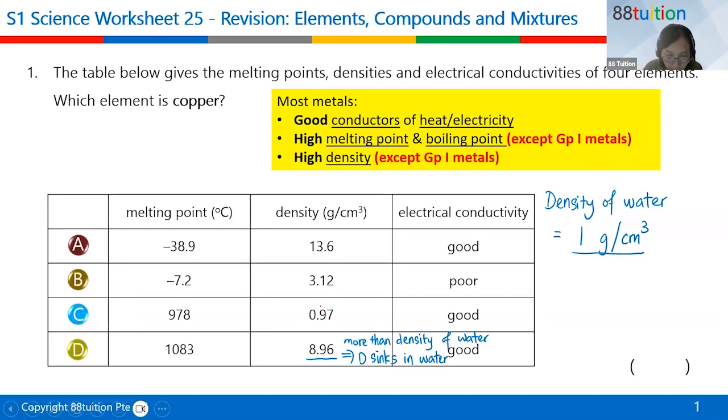All right, okay, good. So look at this number, 0.97. This is the density. It is less than 1. It's less than the density of water. Density of water is 1.